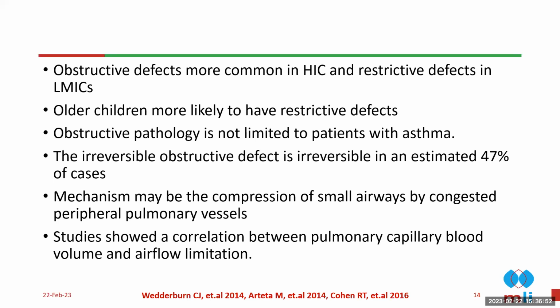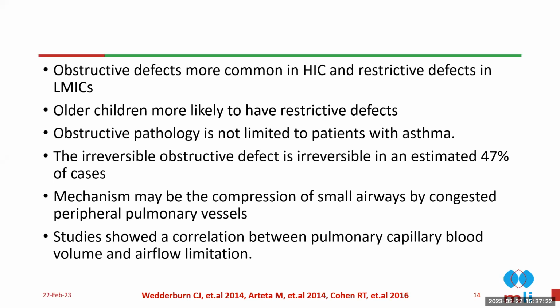But what is important is that when you look at the obstruction, meaning that the airways are a little narrower than they should be, many times we think that this is because of asthma. But when it comes to children with sickle cell disease, we find that there is a type which is not really related to asthma. This is very important in clinical care because the finding of obstruction does not necessarily mean that the child has asthma, and therefore you have to look for other potential causes.